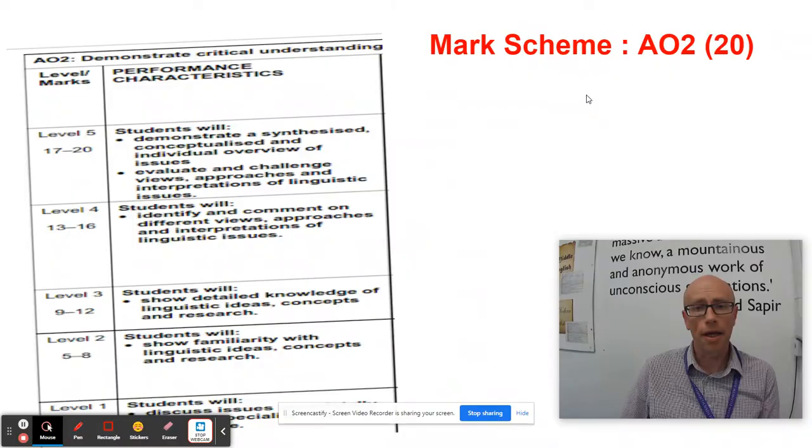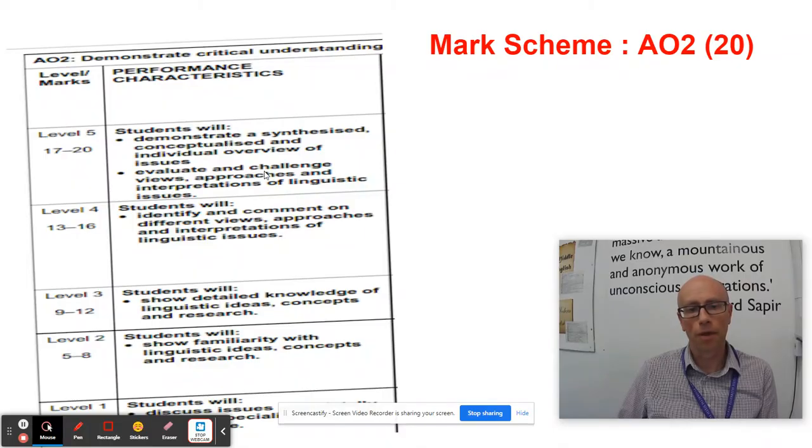So there's your AO1. Your AO2 is a bit more bland in the way that it's described. But even at level 3 here, you are supposed to be showing detailed knowledge of linguistic ideas. Up into the level 4, which is round about a B grade, you're showing that there are different views and approaches of linguistic issues. Okay, so you're showing that there are different perspectives on the same material that you looked at. And on level 5, it's supposed to be this completely conceptualized, synthesized piece.